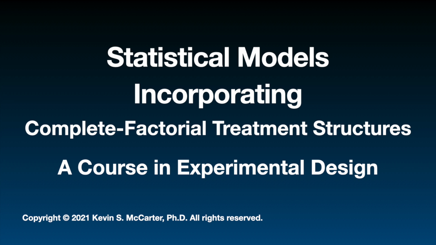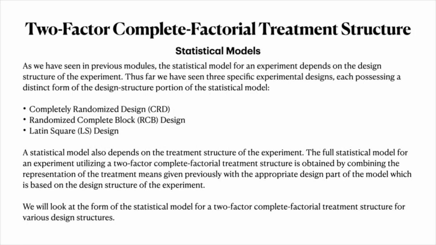In this lecture video, we're going to be looking at statistical models for complete factorial treatment structures. In particular, we're going to be looking at two-factor complete factorial treatment structures. As we have seen in previous modules, the statistical model for an experiment depends on the design structure of the experiment. Thus far, we have seen three specific experimental designs, each possessing a distinct form of the design structure portion of the statistical model. We've seen the completely randomized design, the randomized complete block design, and the Latin square design.